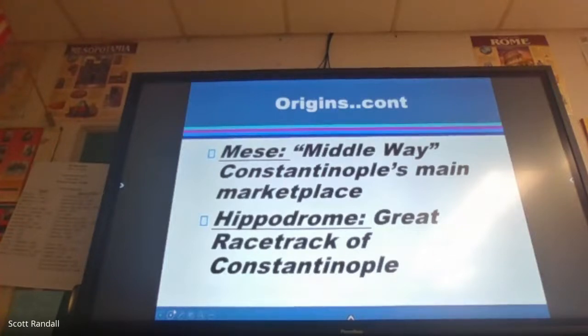So in the city of Rome, there was something that was built during the period of the Republic called Circus Maximus, which was essentially a big racetrack. In Constantinople, they recreated Circus Maximus and they called it the Hippodrome. Hippo is a Greek word meaning horse. So like hippopotamus means river horse, I'm sorry, in Greek, right? So this became the center of entertainment for the Romans.